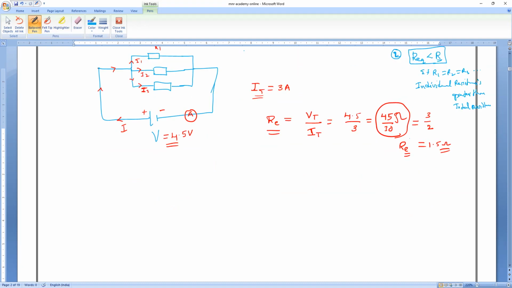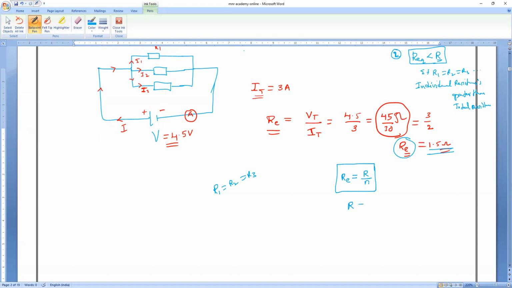The three resistors' equivalent value is 1.5. Then the resistance of one, since all resistors are the same, R1 equals R2 equals R3. We all know the formula. What is my effective resistance formula? RE is equal to R by N. This is the formula. Do you remember it in parallel connection? Yes or no? Yes, sir.